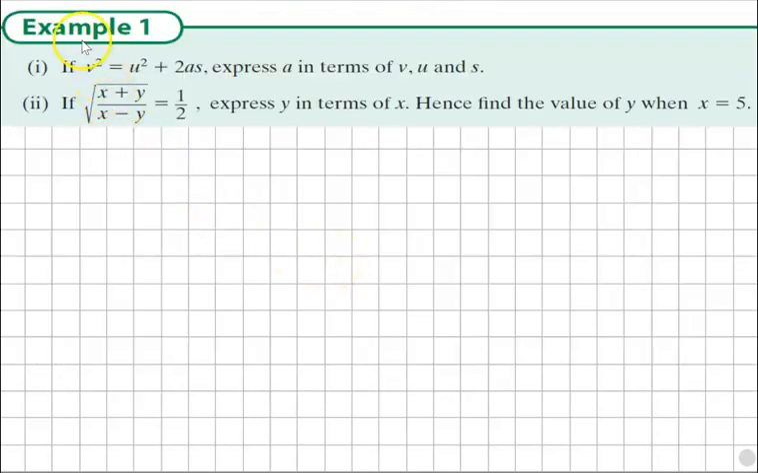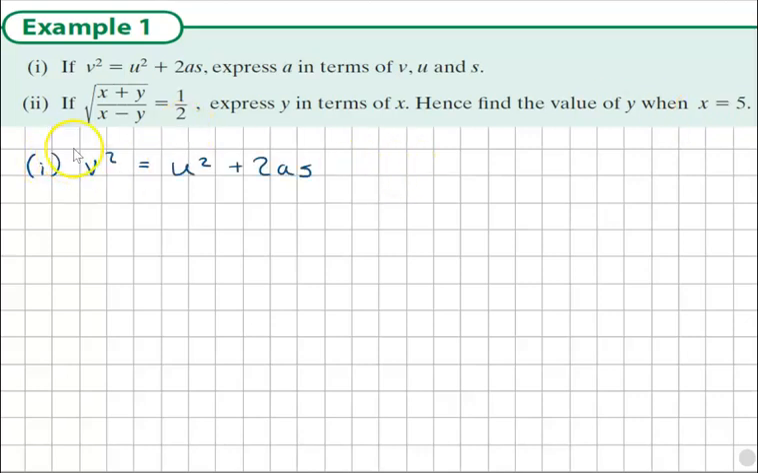Example 1, part 1. If v squared equals u squared plus 2as, express A in terms of v, u, and s. So we want to make A the subject of the formula, or the subject of the equation. Part 2, if the square root of x plus y over x minus y is equal to a half, express y in terms of x, i.e. make y the subject of the formula. Hence, which means using what you've just worked out, find the value of y when x is equal to 5.